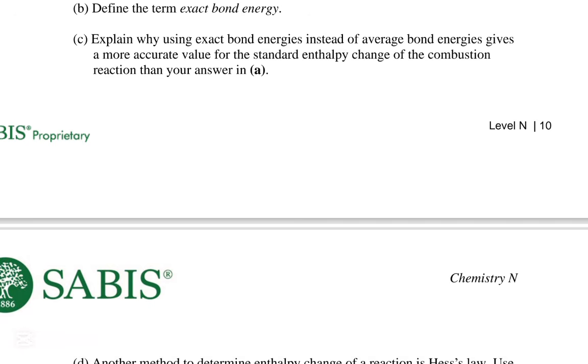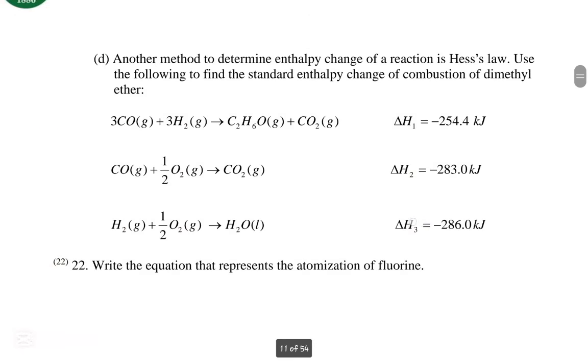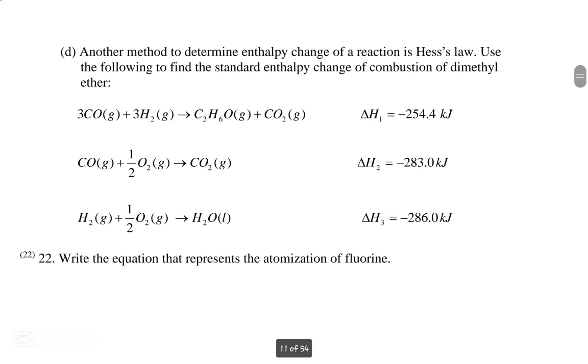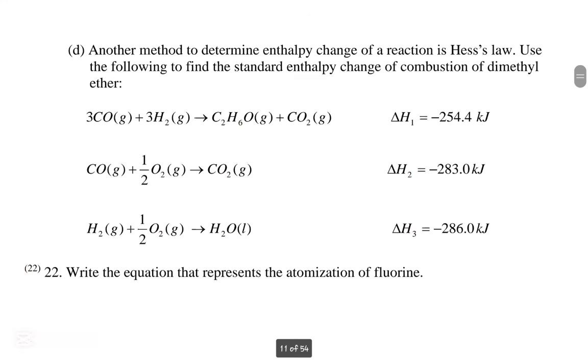So basically, in the example, you say the average bond energy is a value averaged from different molecules, whereas exact bond energy takes into consideration the environment of the bond. Thus, the exact bond energy would be more accurate. Okay, we'll move on to part D. It says another method to determine enthalpy changes using Hess's law. So what do they want us to find?